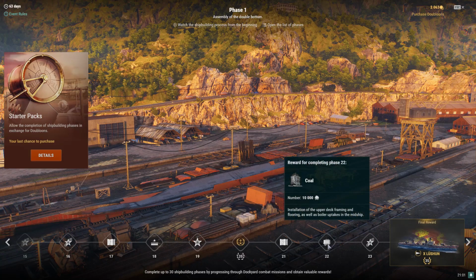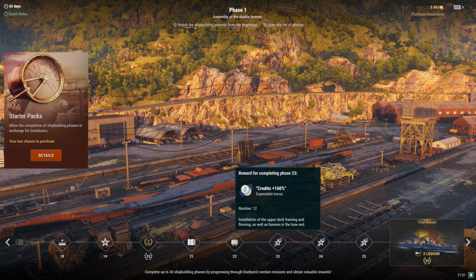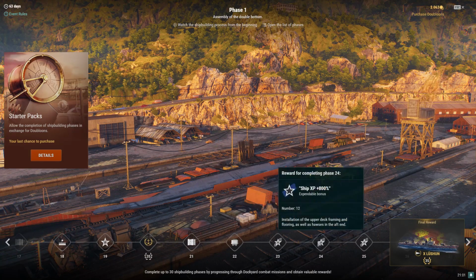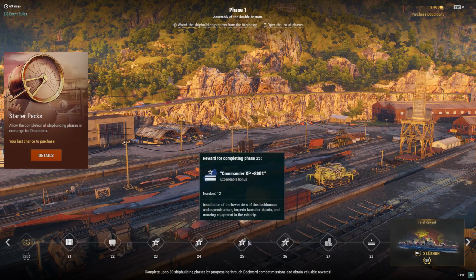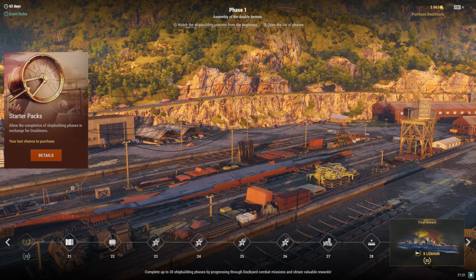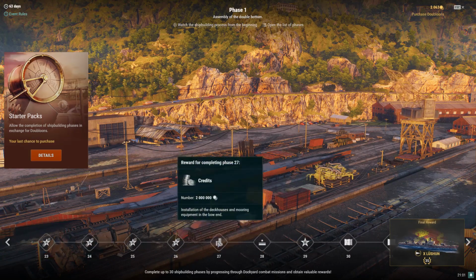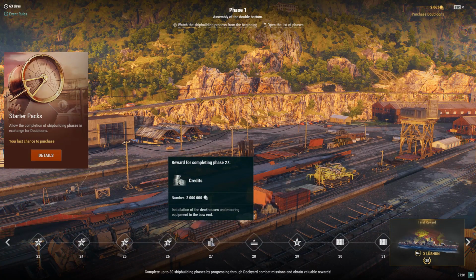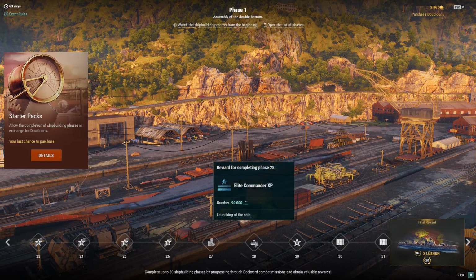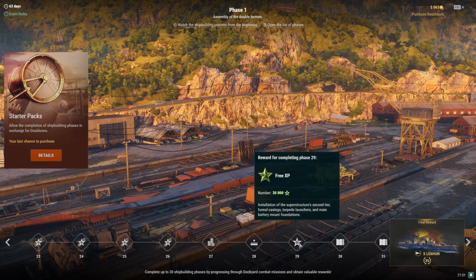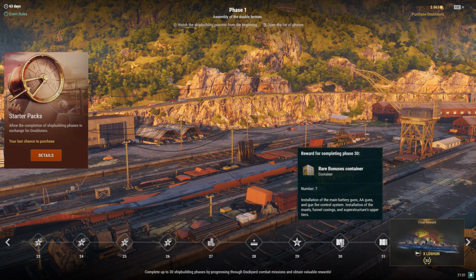Rare bonuses container, another 10,000 coal, so that's 20,000 coal at this point. The rare expendable bonuses of each of the four types. Then you get 2 million credits, so that's 3 and a quarter million credits now that you're earning, with even more elite commander XP again. So we're seeing the repetition of several things that get here again and again.